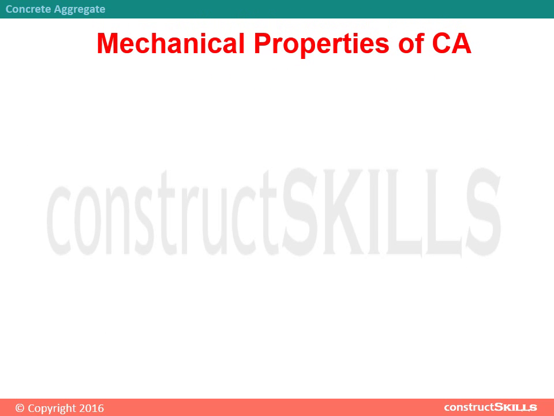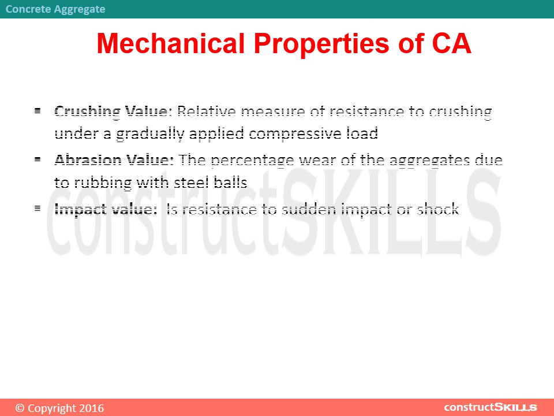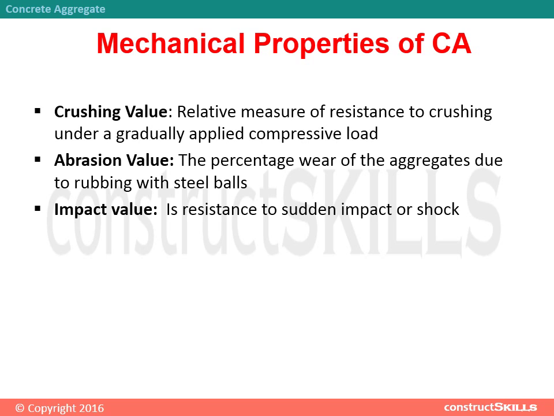Mechanical properties of coarse aggregate. Crushing value is a relative measure of resistance to crushing under a gradually applied compressive load. Abrasion value is the percentage wear of the aggregates due to rubbing with steel balls. Impact value is the resistance to sudden impact or shock.